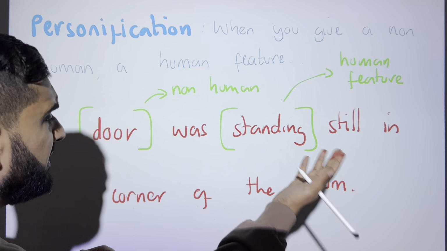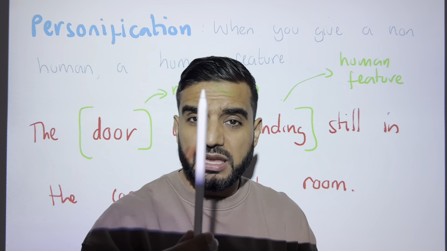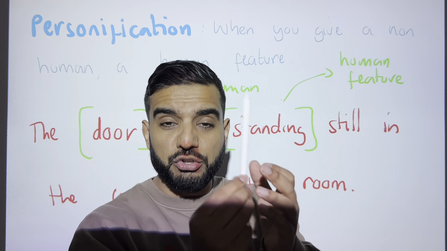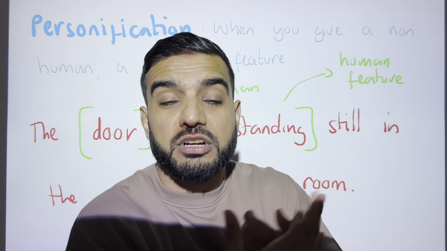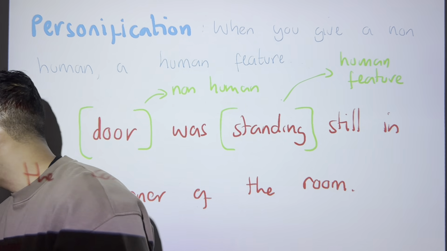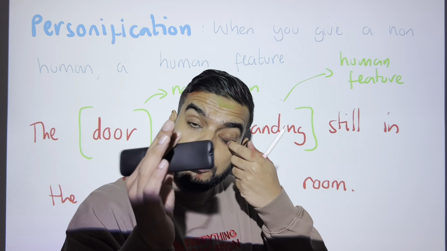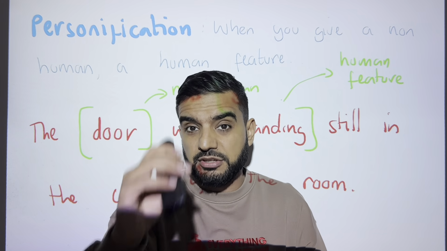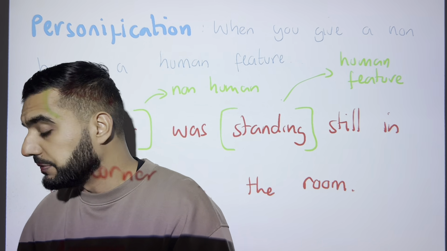The door was standing still in the corner of the room. This pen is my best friend because I can't live without it. The pen is my non-human. I've given it the feature of being a best friend. That's my human feature, and I'm done. If I said this remote was jumping in my hands, I don't know, flipping it around, bouncing up and down, but you pick your non-human and you give it the human feature.